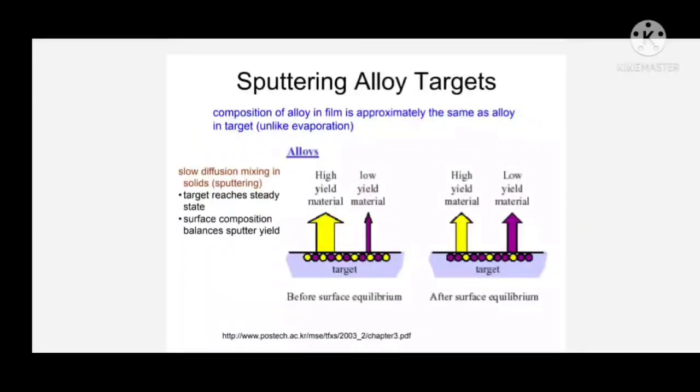Sputtering alloy targets. The composition of the alloy in the film is approximately the same as the alloy in the target. Slow diffusion mixing in solids. The target reaches steady state. Surface composition balances sputter yield.